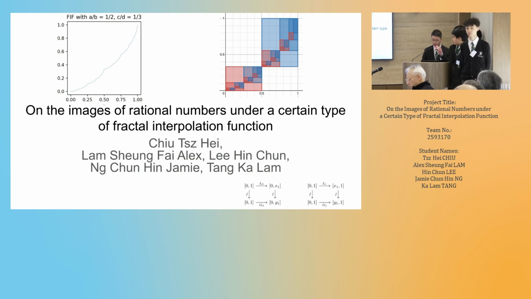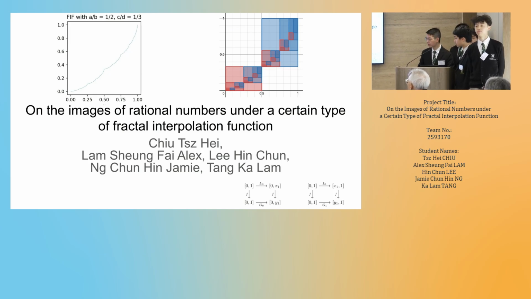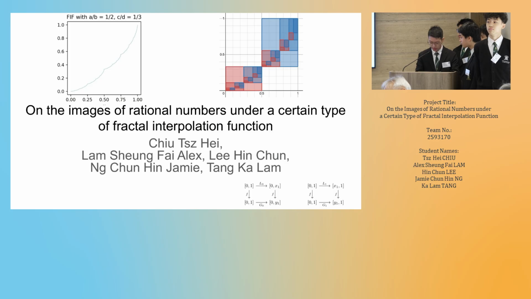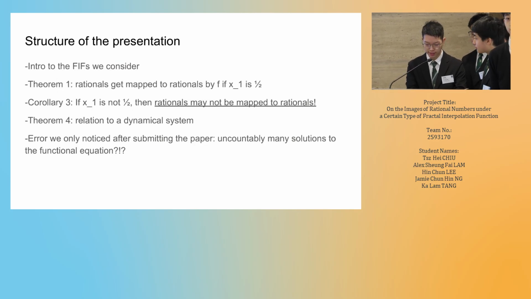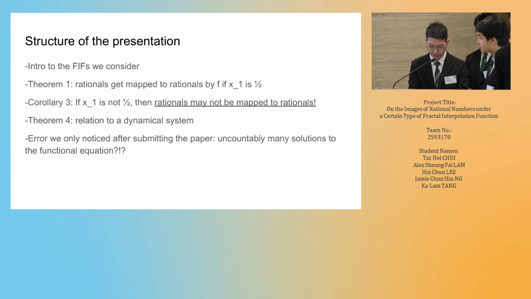We're the team from St. Joseph's College, and this is the title of our paper. What our research is about is we are considering functions that look like this, and then we consider the images of rational numbers under this function.